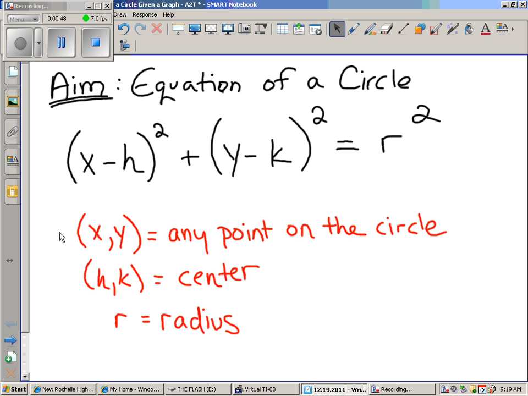X and Y, you are only allowed to sub in points that are physically on the circle for X and Y. And pretty much you're never going to really be doing that because whenever they give you examples of circles, for at least right now, they're going to show you a picture and give you the center and you'll have to find the radius. So X and Y are pretty much always just going to be left as variables. H and K you will always be asked to fill in, and R you'll always be asked to fill in.